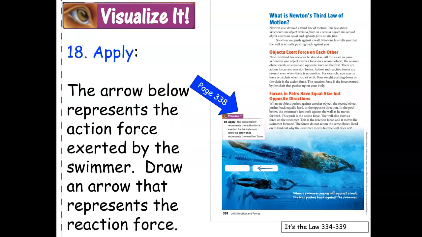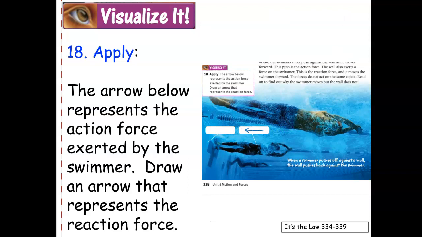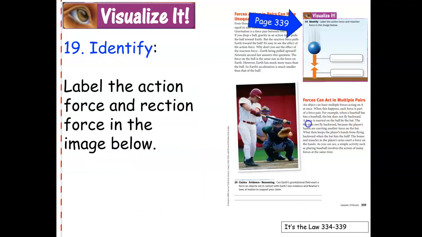Okay, question number 18 says the arrow below represents the action force exerted by the swimmer. Draw an arrow that represents the reaction force. So you're going to want to write an arrow going this way. Okay, let's go to the next question.